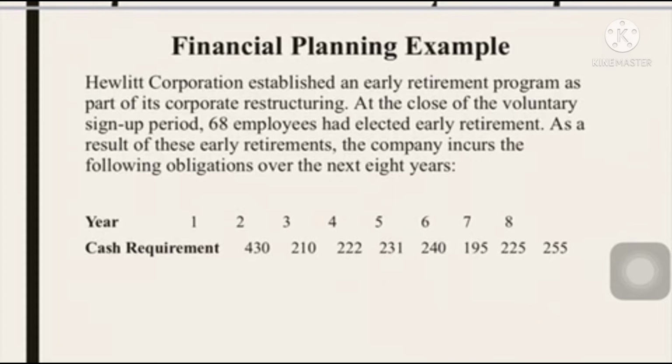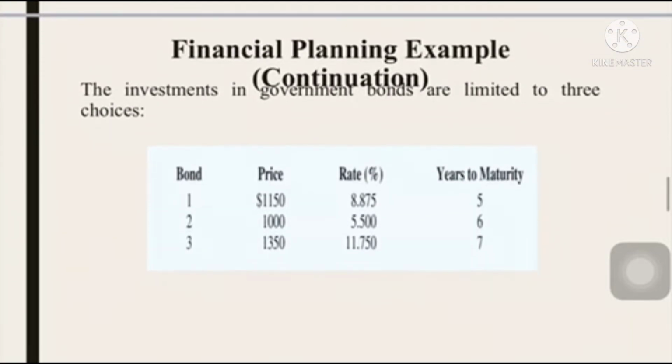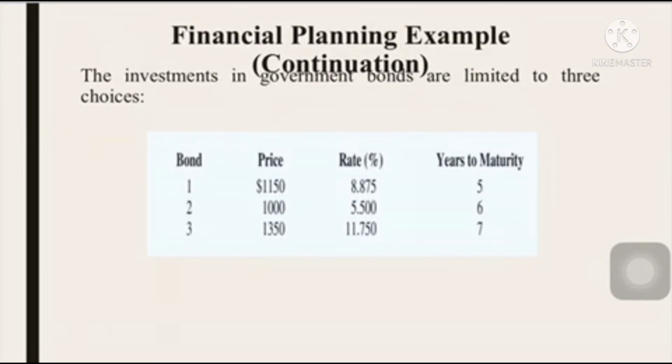The financing plan for the retirement program includes the investment in government bonds as well as savings. The investments in government bonds are limited to 3 choices. The government bonds have a par value of $1,000, which means that even with different prices, each bond pays $1,000 at maturity. The rates shown are based on the par value. For purposes of planning, the treasurer assumes that any funds not invested in bonds will be placed in savings and earn interest at an annual rate of 4%.